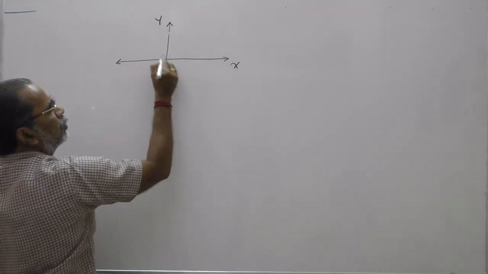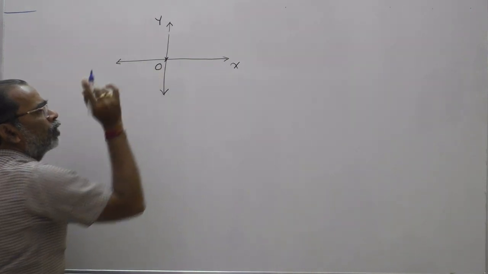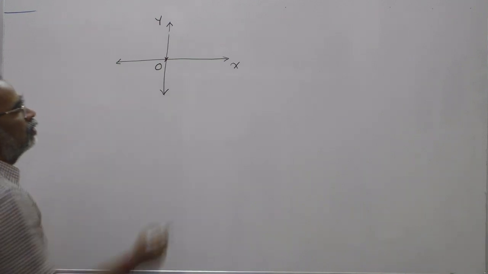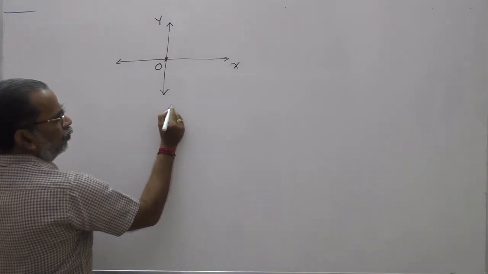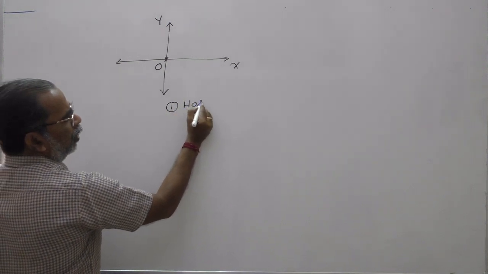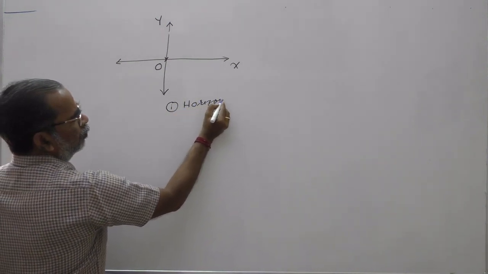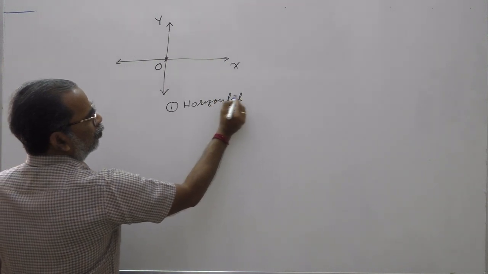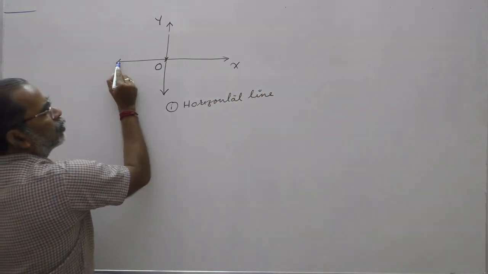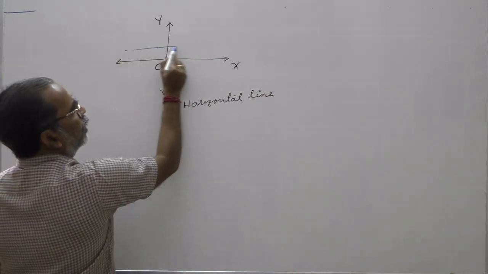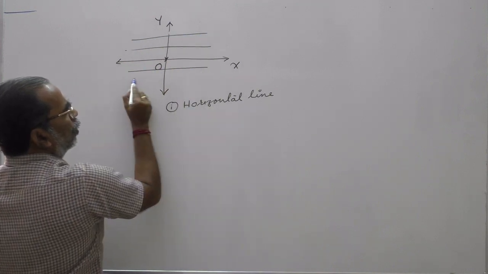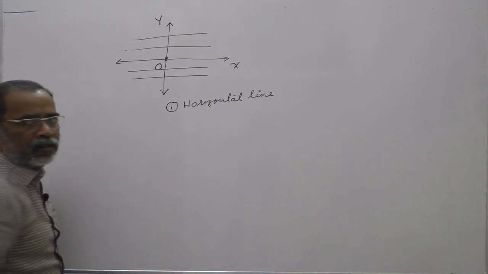X-axis, y-axis, this is origin. In this coordinate plane, there will be three types of lines. The lines which are parallel to x-axis are called horizontal lines. Horizontal lines means x-axis itself and any line parallel to x-axis. All these are horizontal lines.